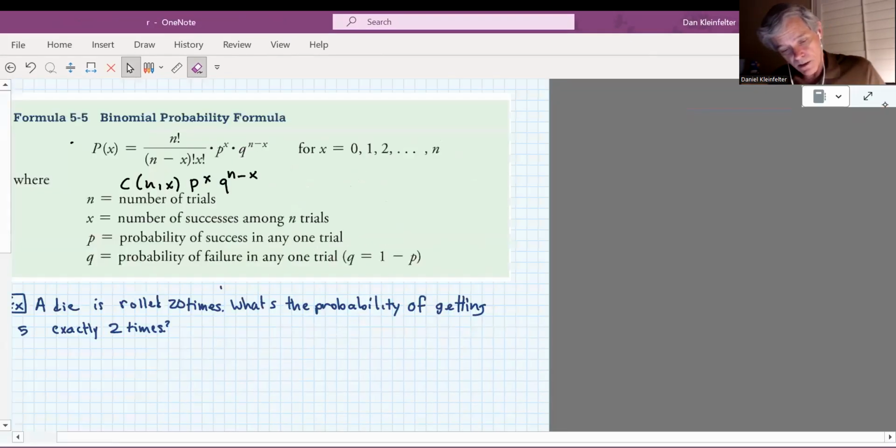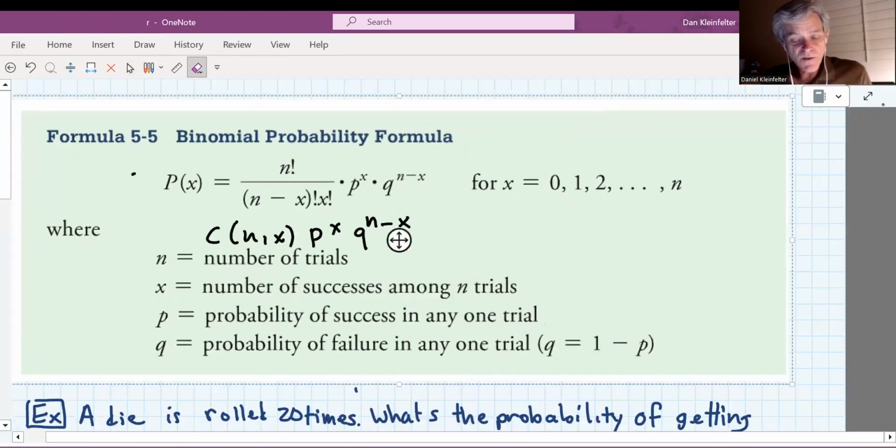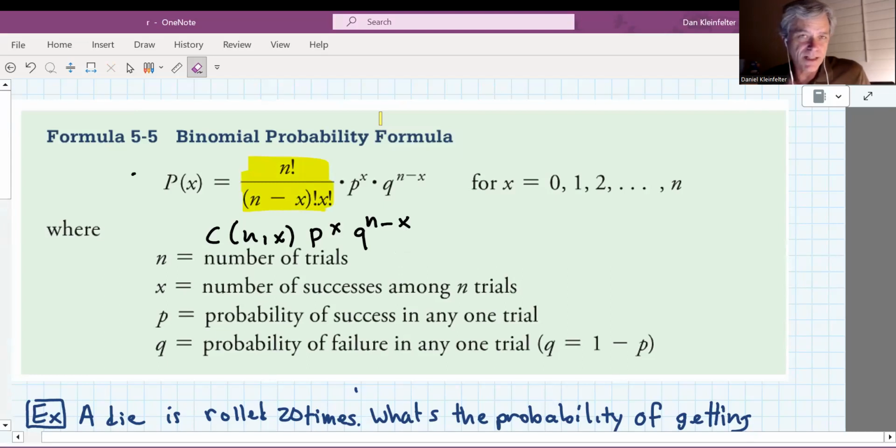So then our formula looks like this. Okay, so this first piece, color that so we can see it. This first piece is just going to be, they've expanded it in our book, the combinations formula out of n total things. We're picking out x. And then we multiply that by the probability of success, that's p raised to the x power. And then q, that's our probability of failure, raised to the n minus x power.